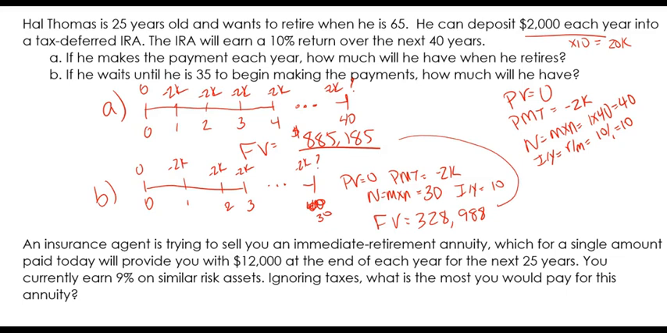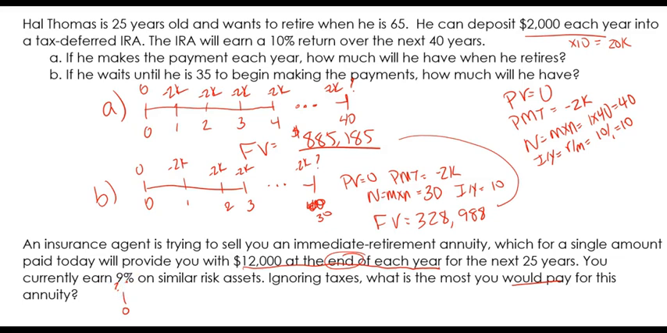Okay, so it's going to pay you $12,000 at the end of each year. So at the end of the year, that indicates that it's an ordinary annuity. So your calculator will be in end mode. It's for 25 years on 9%. How much would you pay for this annuity? So how much would you pay indicates present value. So it's wanting you to solve for present value. How much would you pay today for this annuity?